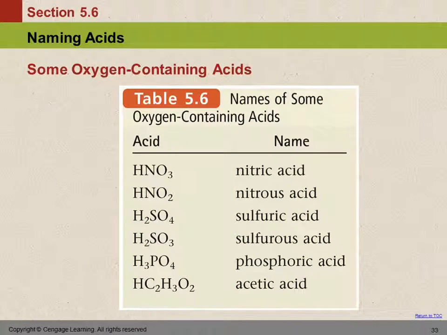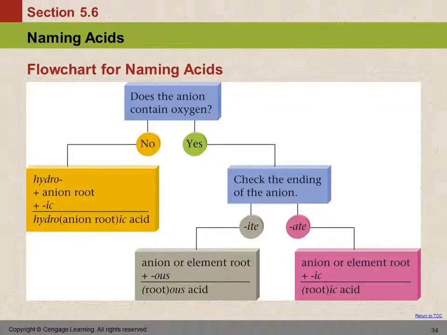Well, here's a table of some common oxygen-containing acids. Nitric. So here's nitric acid, nitrous acid. The difference is one oxygen. Sulfuric and sulfurous. Here's phosphoric and acetic. These are all common acids. I think we've got just a flow chart, no more examples.